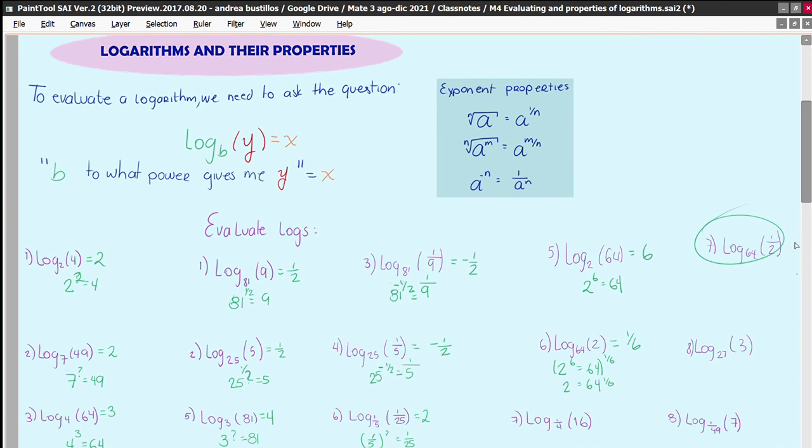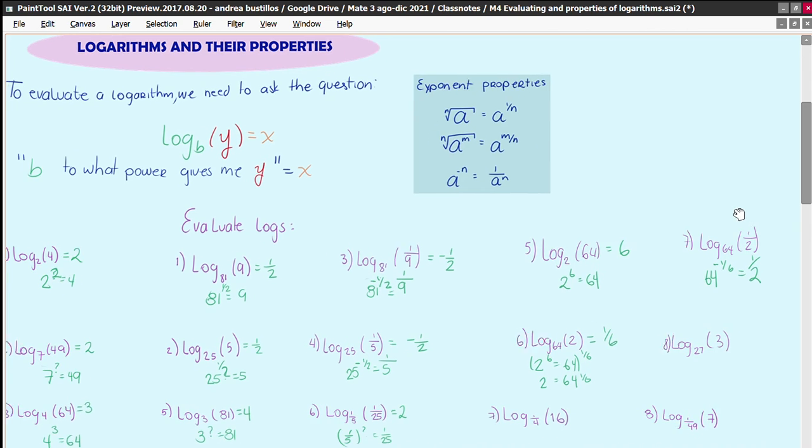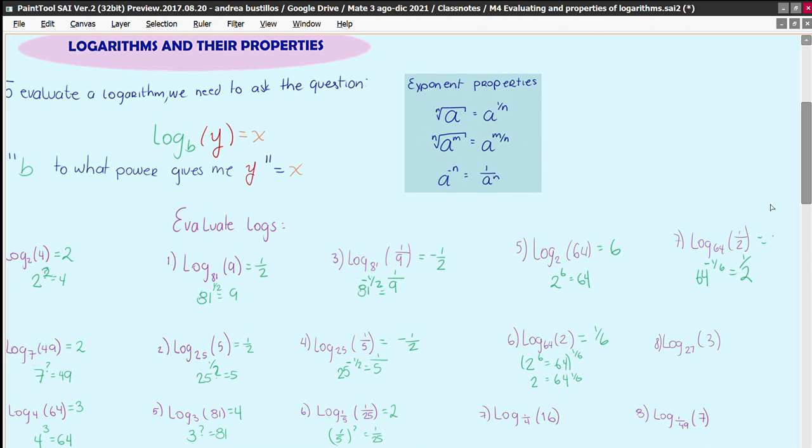Now, look at this example. We have the logarithm base 64 of 1/2. If we already know that the logarithm base 64 of 2 is 1/6, that means that 64 to the power of 1/6 is 2. But I don't want 2, I want 1/2. That means that my exponent should be negative. So the answer for this logarithm is minus 1/6.